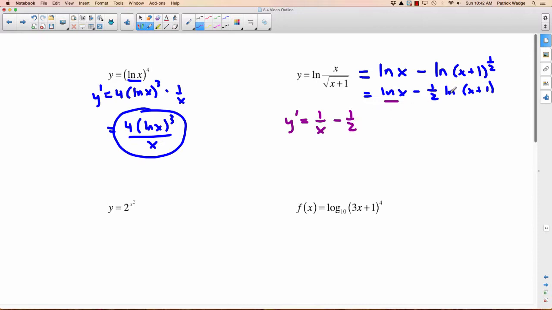So first of all, we have the natural logarithm of something, which means 1 over that same thing. And then we're going to multiply that by the derivative of the inner function. Well, the derivative of that is just 1, so it's not going to make any difference at all. So we end up with y prime equals 1 over x minus everything on top of 1, and on the bottom we have a 2 and an x plus 1.